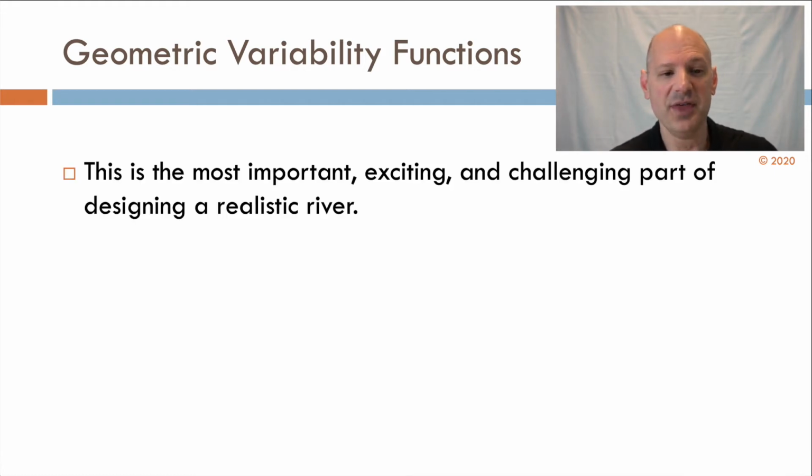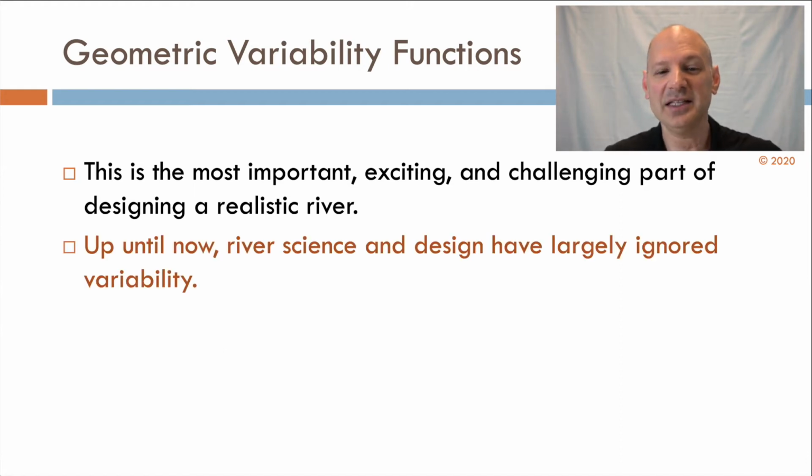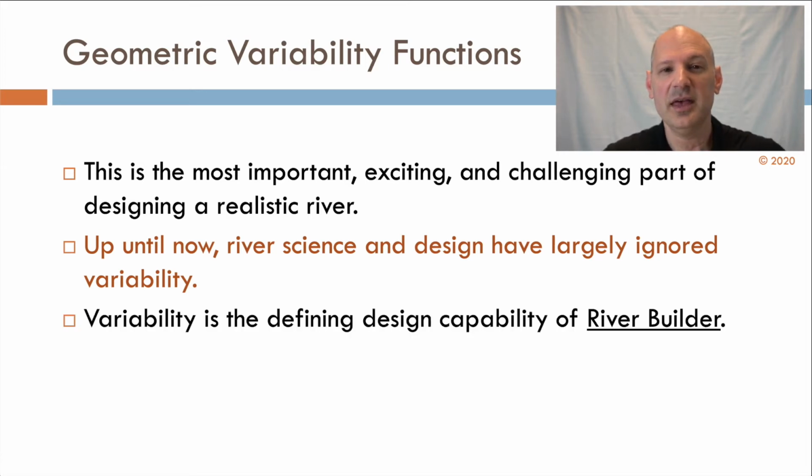Well, I'm going to show you that, but it's important to first understand that sub-reach scale geometric variability is the most important, exciting, and challenging part of designing a realistic river. Up until now, river science and design have largely ignored subreach scale variability, and it really is time to change. And there certainly are people who are diving into this now. And then finally, the software that we've been building for many years now, called River Builder, has variability as its core design capability.